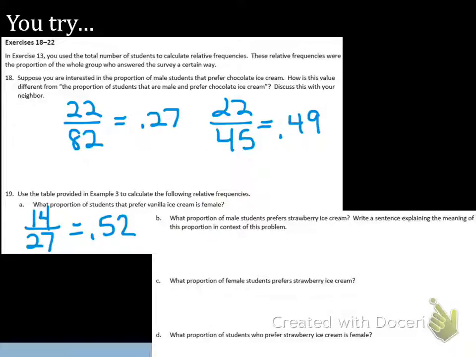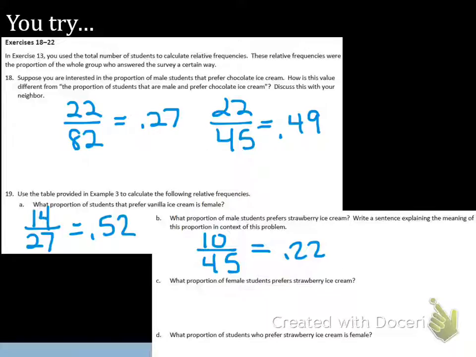What proportion of male students prefer strawberry? So it asks about the male first. So I'm going to look at the male row, and I say, okay, 10 of those males out of the 45 prefer strawberry. So that is 0.22, or 22% of the males that were surveyed prefer the strawberry ice cream. So you can see that it's all about what is asked first.